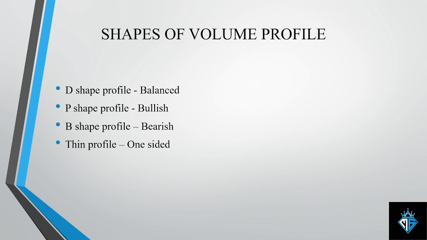Now the basic shapes in the volume profile. We have the D profile, P profile, B profile and thin profile. D shape means it is a balanced one, P means bullish, and B means bearish. A thin profile means the market is trending in one direction without any retracement. Let's see them one by one.